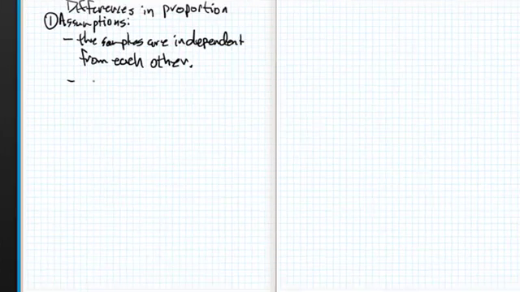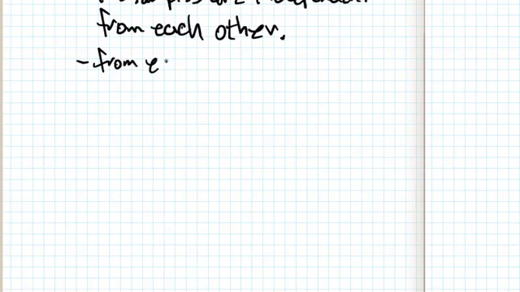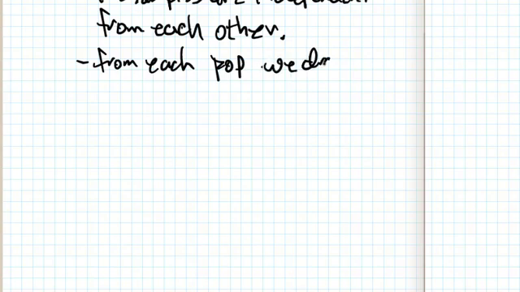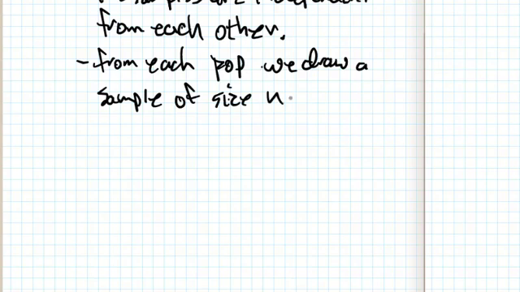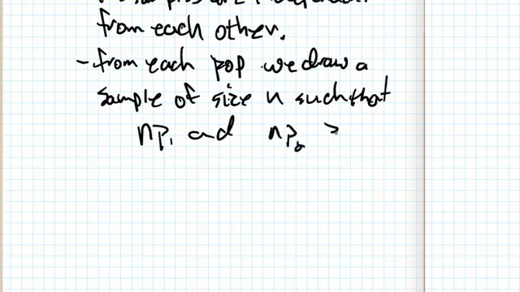And then standard issue, it's a proportion. So from each population, in my case the men and the women, we draw a sample of size n, such that NP1 and NP2 are both greater than or equal to 5. Just like before. Nothing to it.